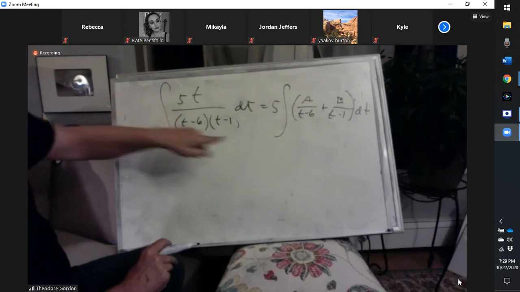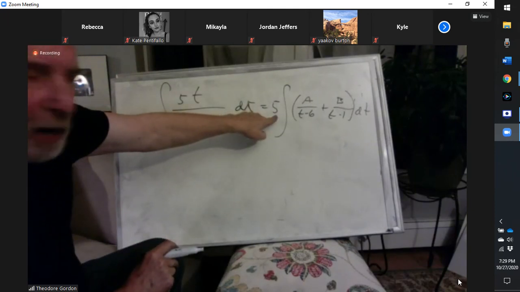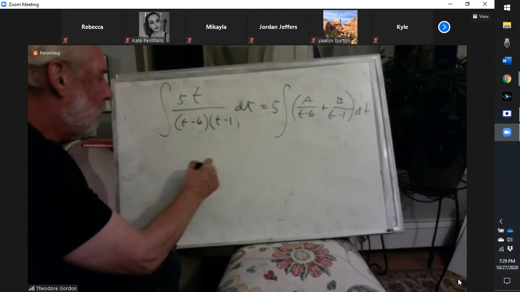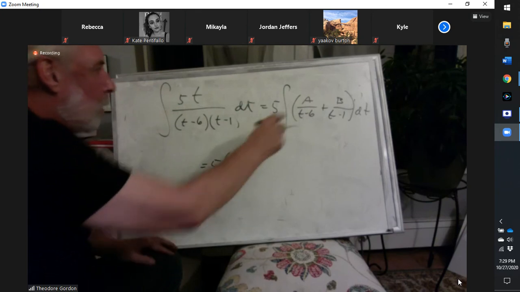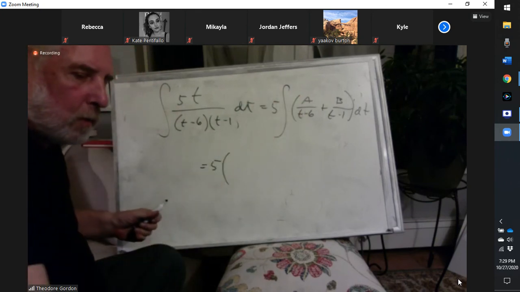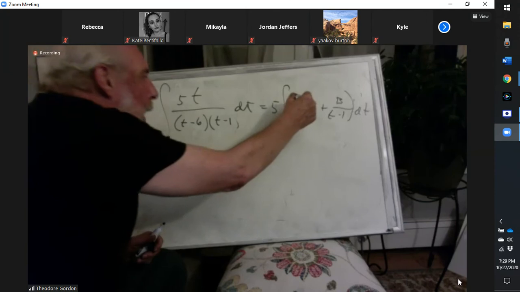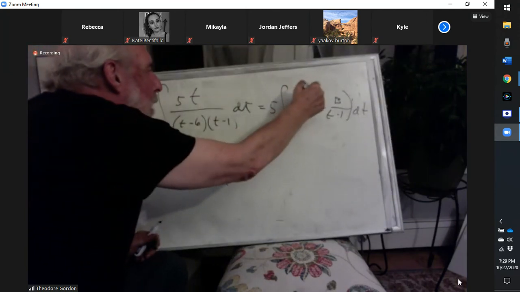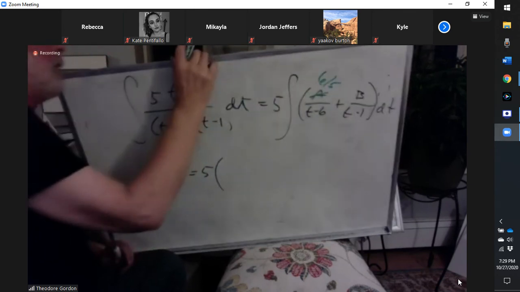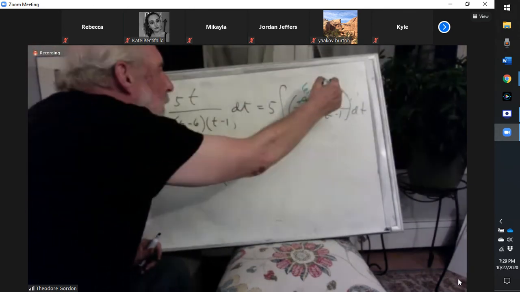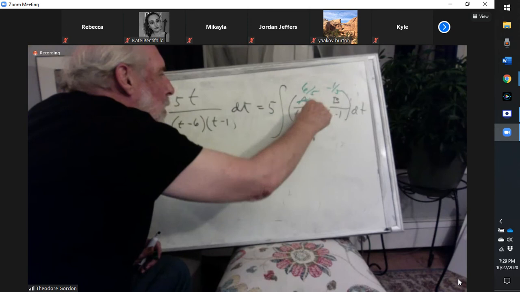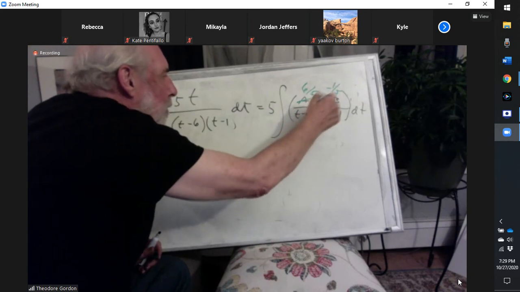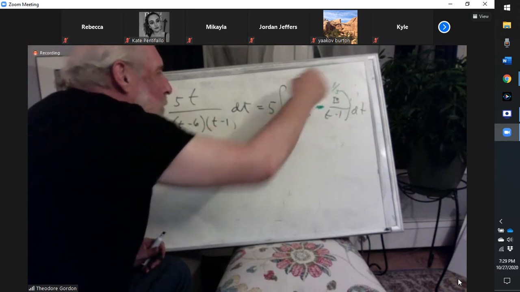And now, Kate, here I'm going to remember to put the 5 in. So we get equals 5 times our a value, which was 6 over 5. Our b value was negative 1 over 5. So I can change this to a negative sign and just put 1 over 5.